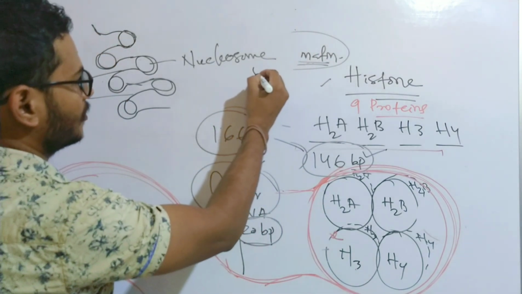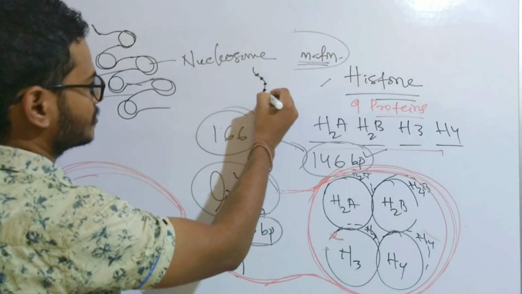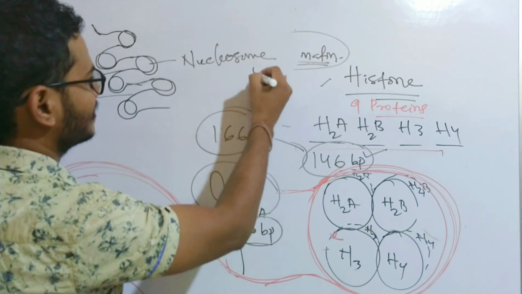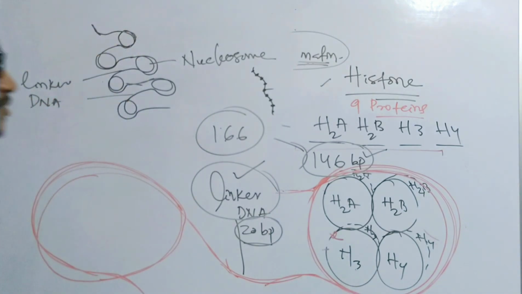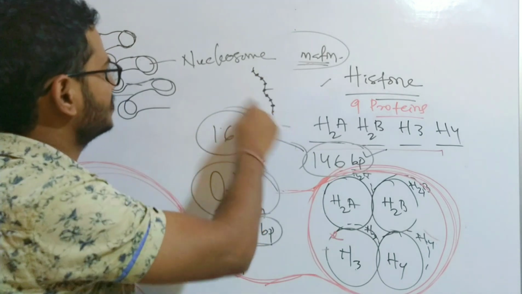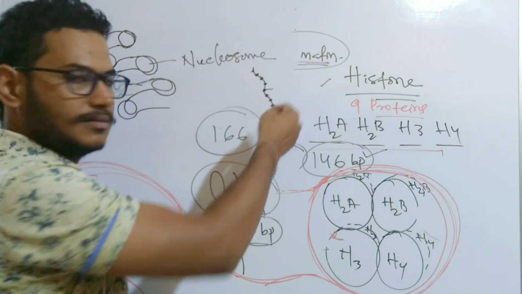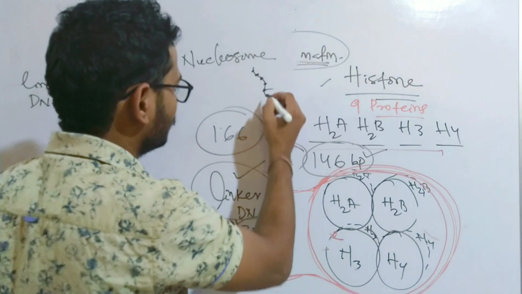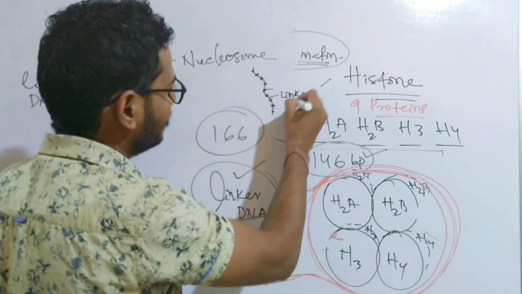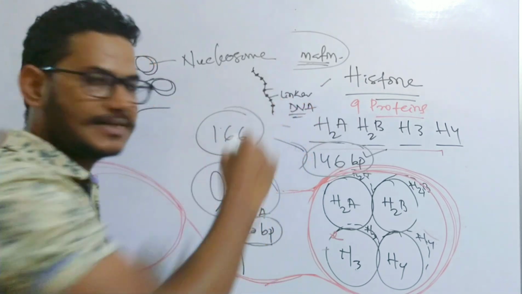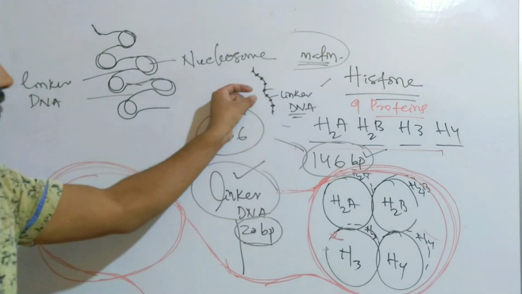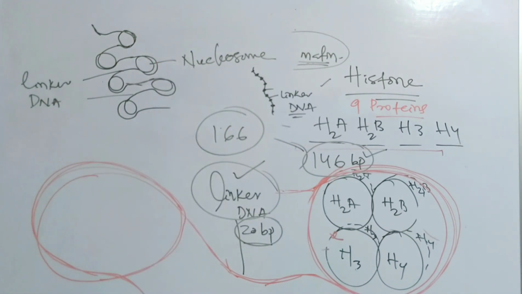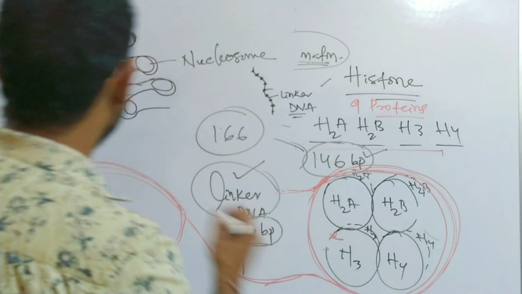This is a thread, and if you darken some places of the thread, the beaded-like structures in the thread are known as nucleosomes. So these beaded-like structures are called the nucleosome, and the places between the beaded-like structures are the linker DNA. As I have told you, it connects the nearby, the consecutive nucleosomes. Clear?